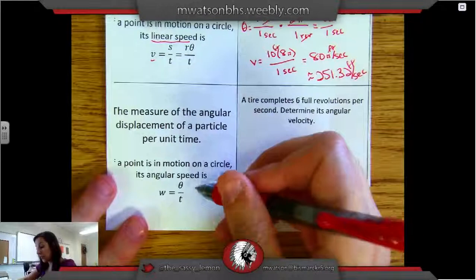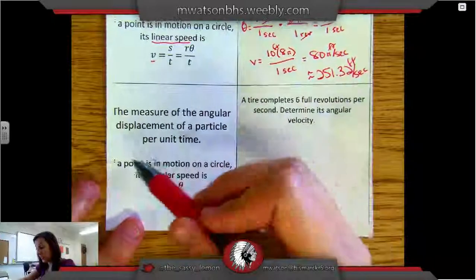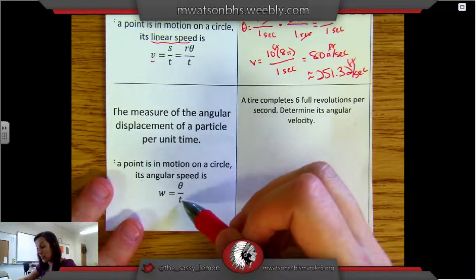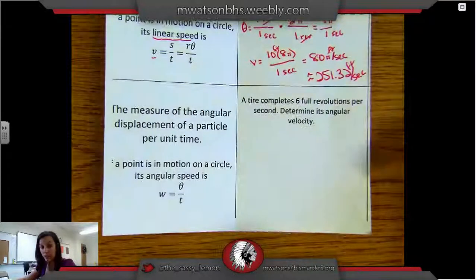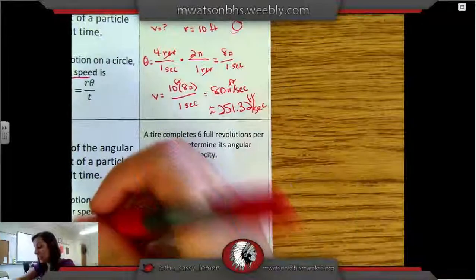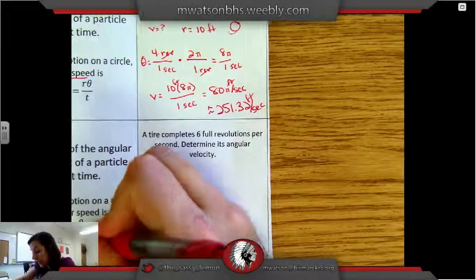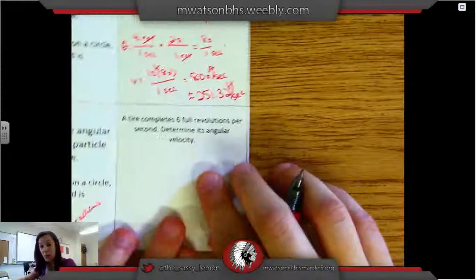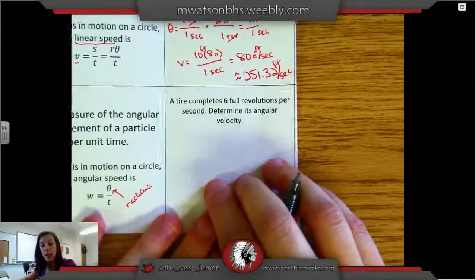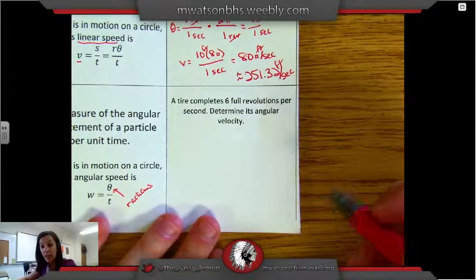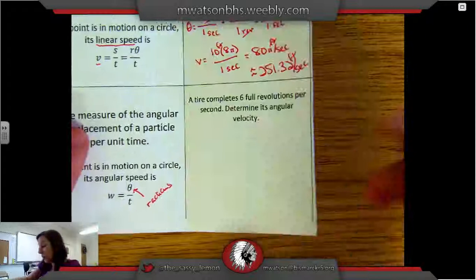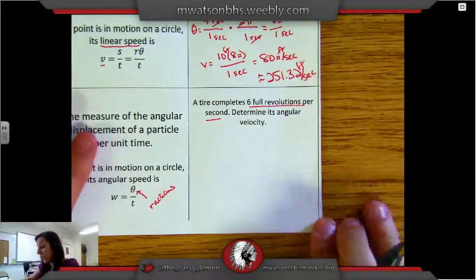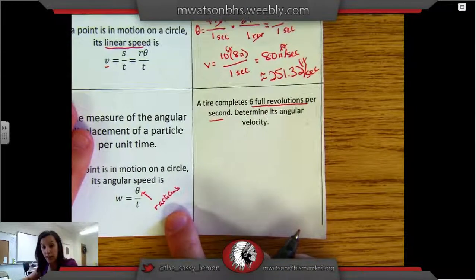So here's our formula. It's a little bit simpler. If a point is in motion on a circle, its angular speed is the angle over time. That's it. And the important part is theta is in radians. So our example over here, a tire completes 6 full revolutions per second. Determine its angular velocity. Well, we have revolutions per second, but what we need is radians per second.